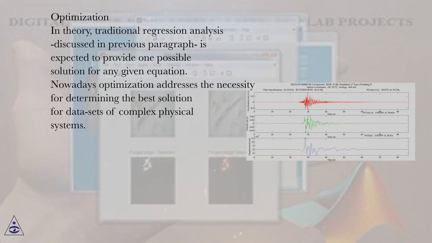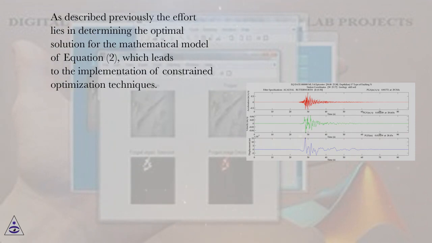Optimization. In theory, traditional regression analysis discussed in the previous paragraph is expected to provide one possible solution for any given equation. Nowadays, optimization addresses the necessity of determining the best solution for datasets of complex physical systems. As described previously, the effort lies in determining the optimal solution for the mathematical model of equation 2, which leads to the implementation of constrained optimization techniques.